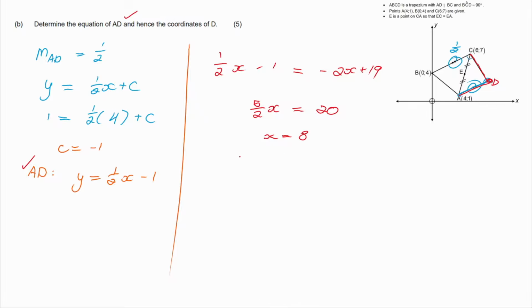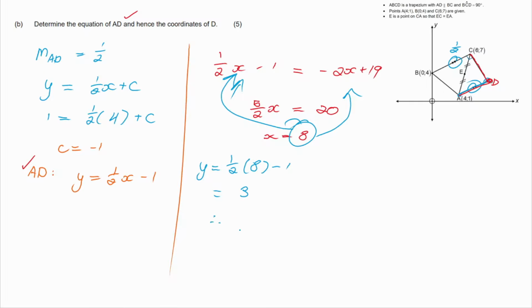But they want the coordinates of D, so we also need the y value. So what you can do is take this 8 and put it in there, or put it in there. The one on the left over here is probably easier. So to find the y, you say y is equal to a half times 8 minus 1. So that's 4 minus 1, which is 3.